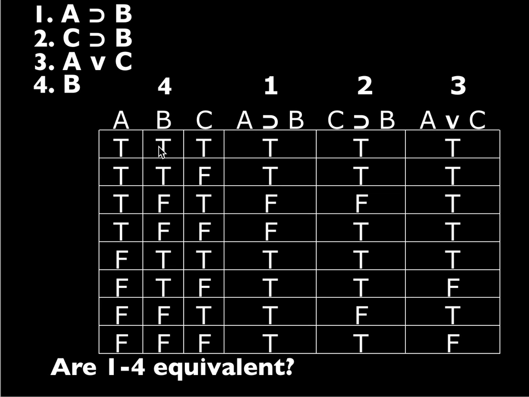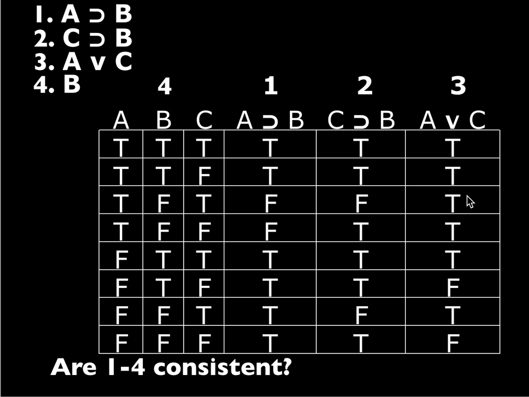Okay, are they equivalent? No. Well, on rows 1 and 2, they're all true. So far so good. But then as soon as you get to row 3, there's a difference. 4, 1, and 2 are false, but 3 is true. So there's a difference. It only takes 1, so they're not equivalent. There's no need to keep looking once you spot a difference.